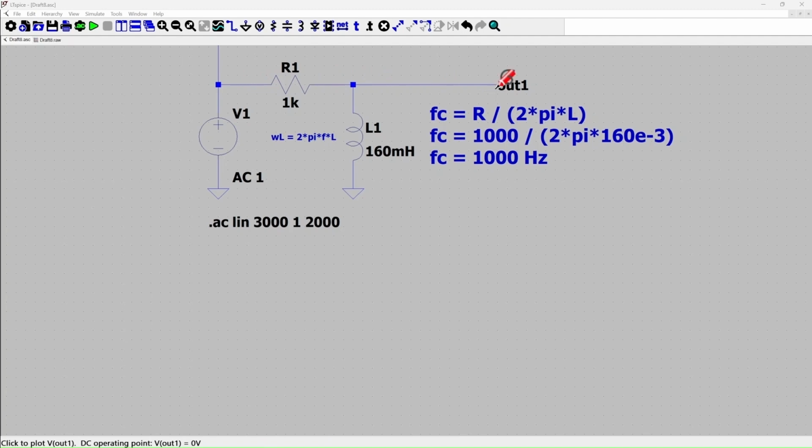So the formula for the cutoff frequency is given by R divided by 2 pi L, and in this case our R is 1000, that is 1K, and our inductor is 160 millihenry. So when we plug in these numbers, we get a cutoff frequency of 1000 Hertz. So let's run this simulation and understand whether this whole theory is working or not.